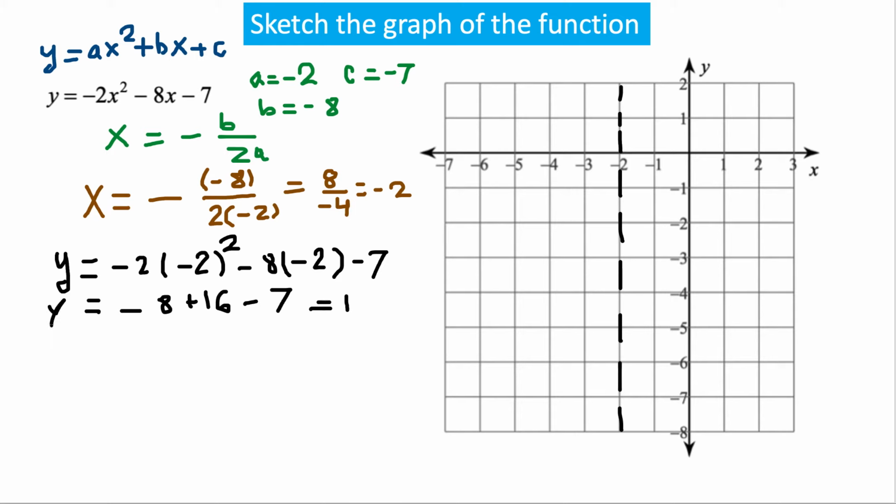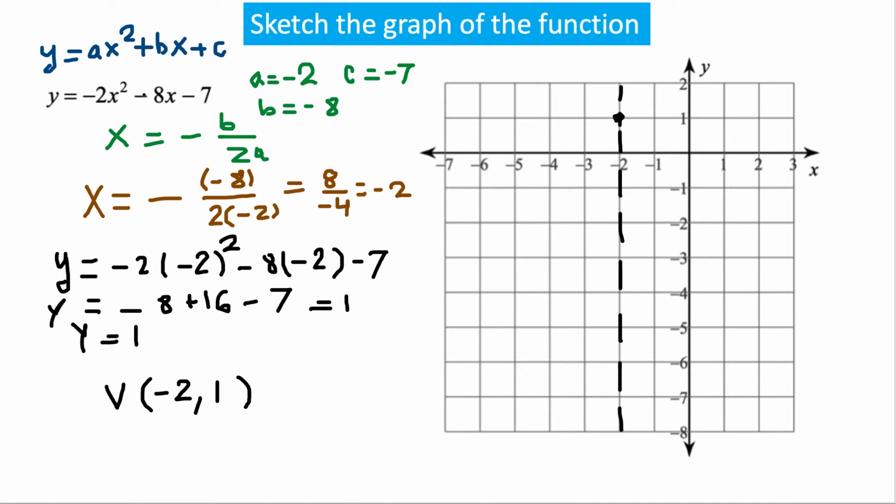So y is equal to 1. Now the vertex is going to be, we take the value of the axis of symmetry as minus 2, and y is equal to 1. Now I'm going to find this point. So x is negative 2 and y is equal to 1 is this point here. Finding the y-intercept is very easy when we have the function in standard form.